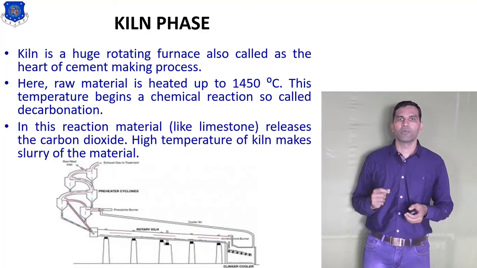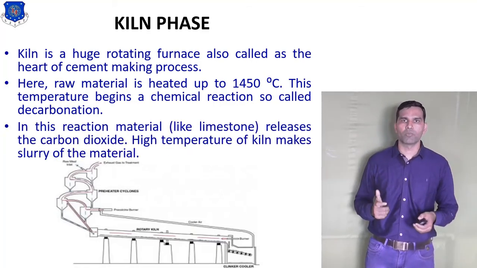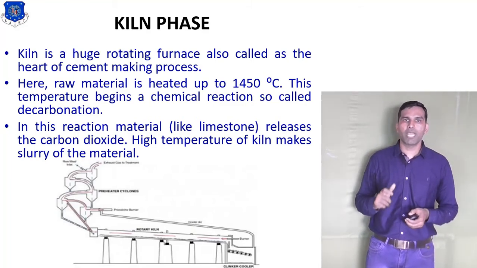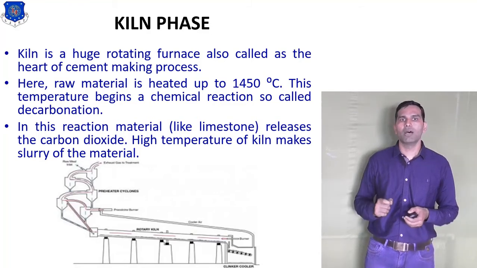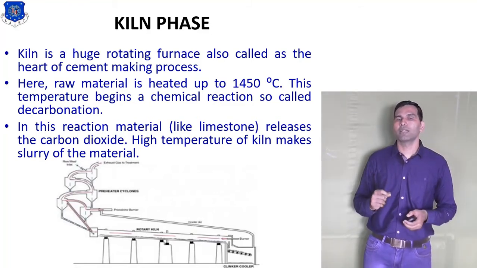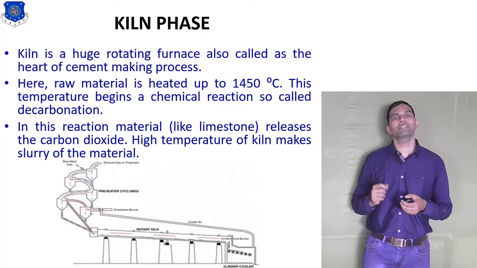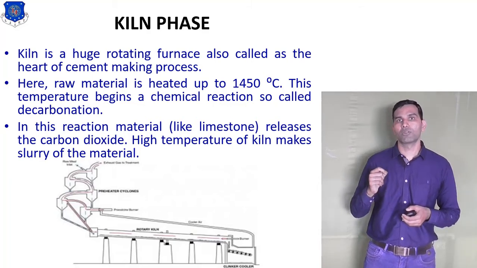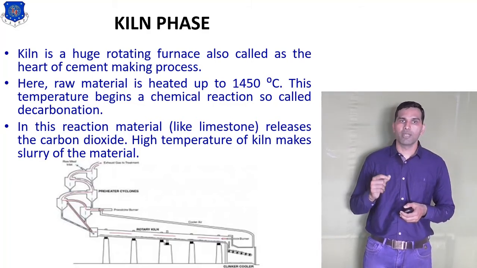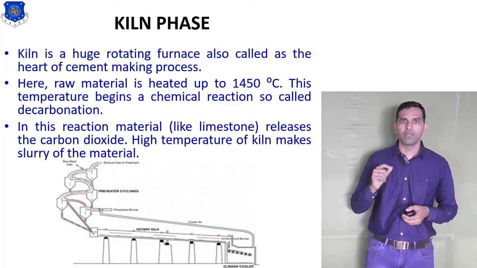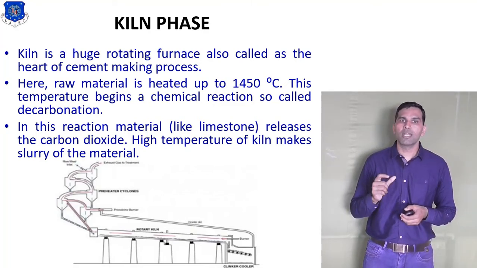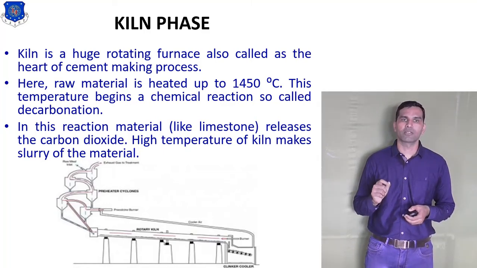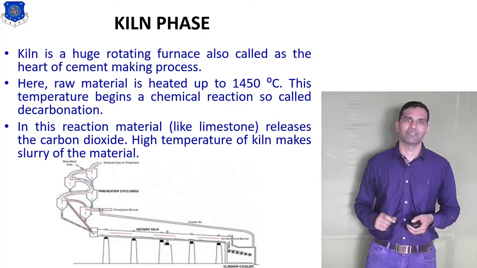In this reaction, material like limestone releases carbon dioxide. The high temperature of the kiln makes a slurry of the material. So here in the kiln process, we increase the temperature up to 1450 degrees centigrade. In the reaction, material like limestone releases carbon dioxide. The high temperature of clay makes a slurry of the material.